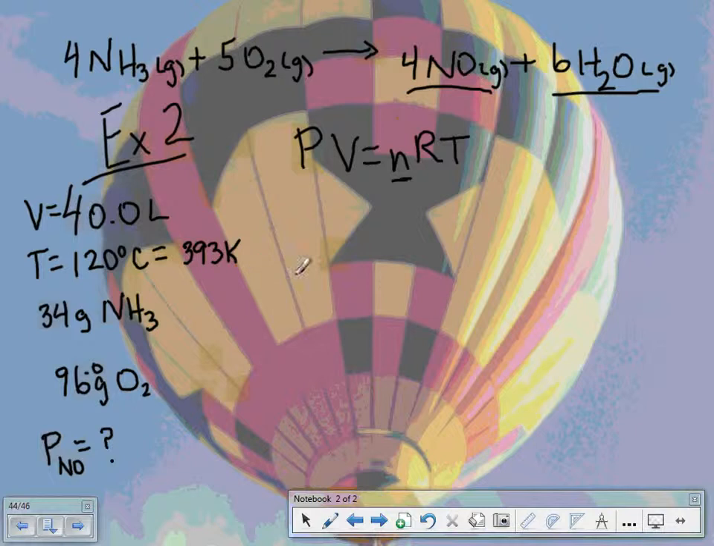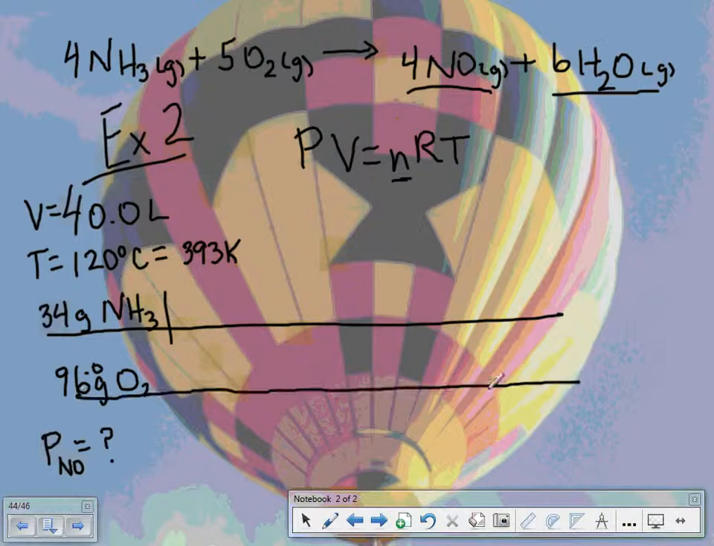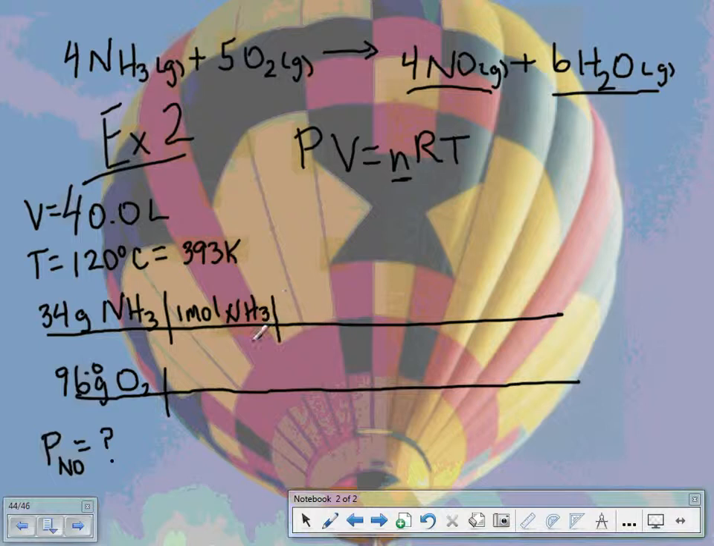393 kelvins. Then we've got to get to the number of moles of NO. Here we know we started with 34 grams of ammonia, and we also started with 96.0 grams of oxygen. Which one runs out first? We don't know yet. We're going to have to do a limiting reagent problem. So we know 1 mole of ammonia has what molar mass? 14 plus 3? 17. There you go.